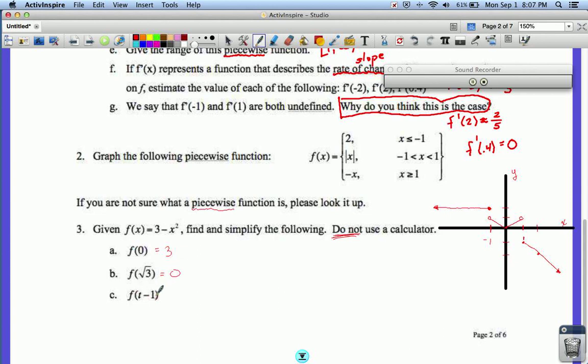And f of t minus 1, so we'll get 3 minus t minus 1 squared. That's 3 minus t squared minus 2t plus 1. So we end up with negative t squared plus 2t, right, minus a negative, and then 3 minus 1 is 2, plus 2.